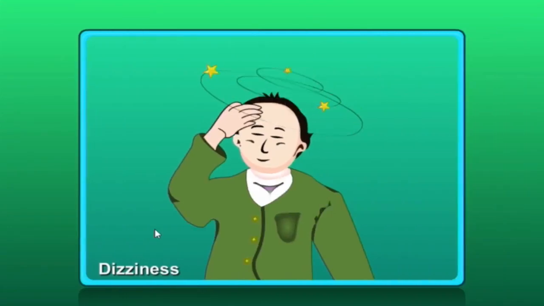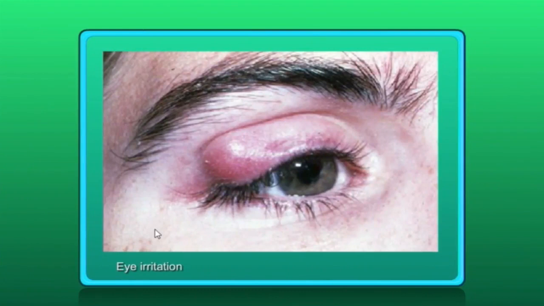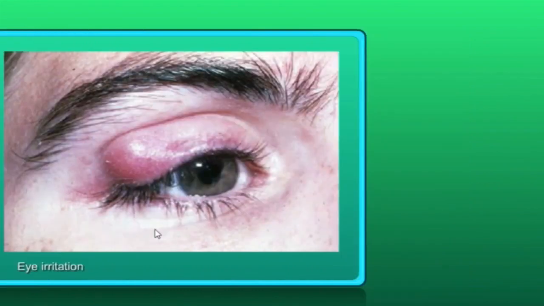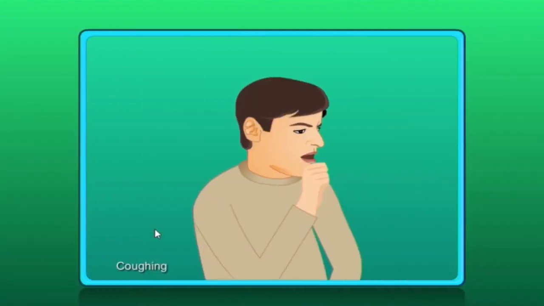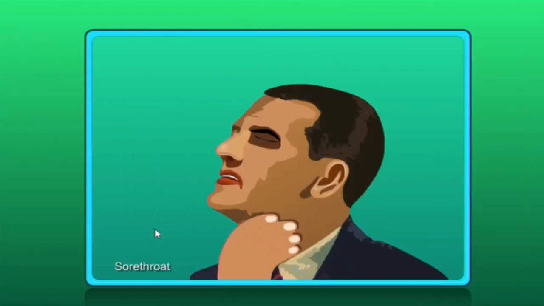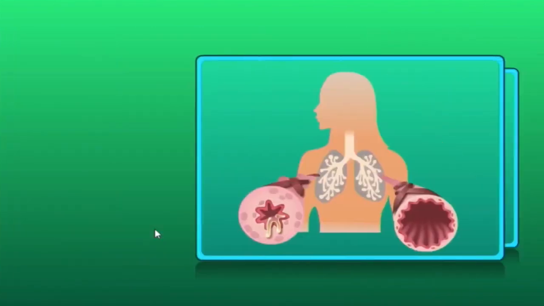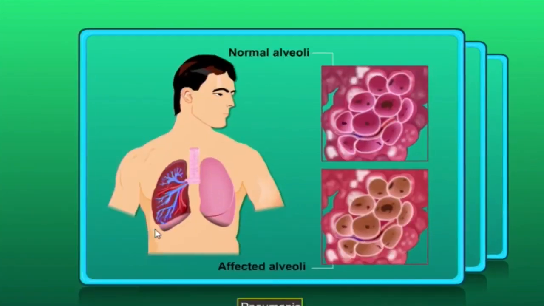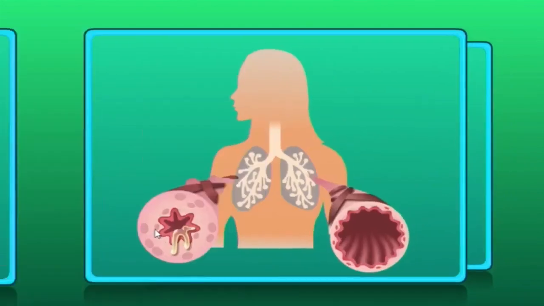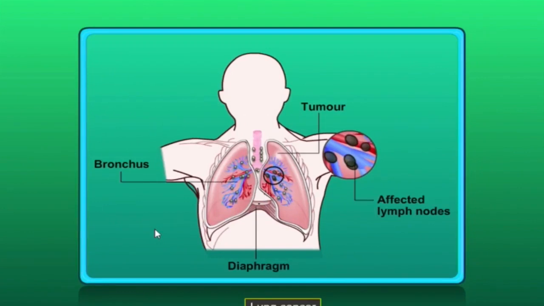The harmful effects of some of the air pollutants are dizziness, headache, eye irritation, nasal irritation, coughing, sore throat. Air pollution affects the respiratory system of living beings and causes bronchitis, pneumonia, asthma, and lung cancer.